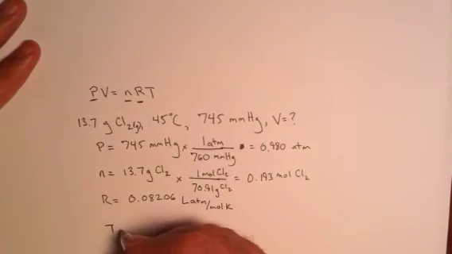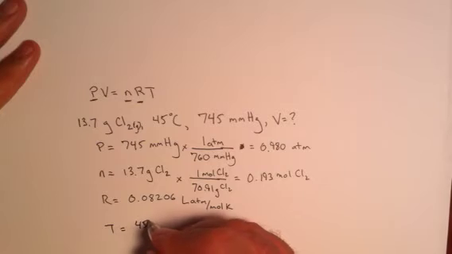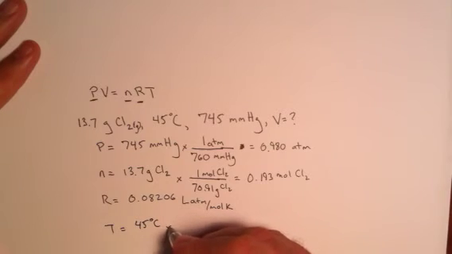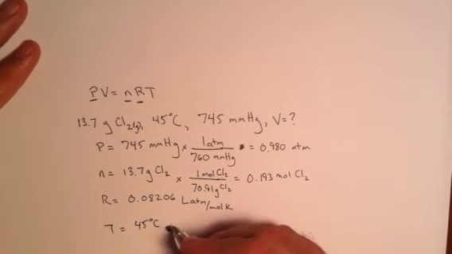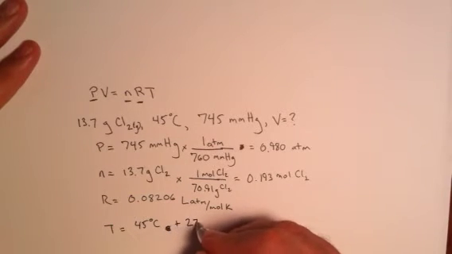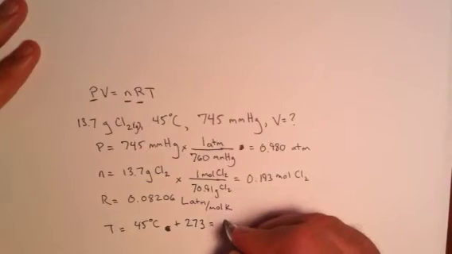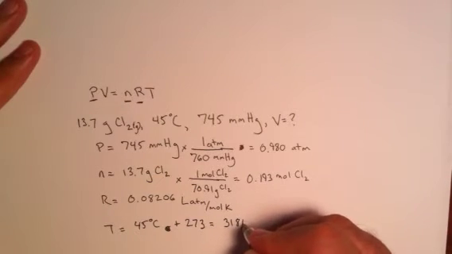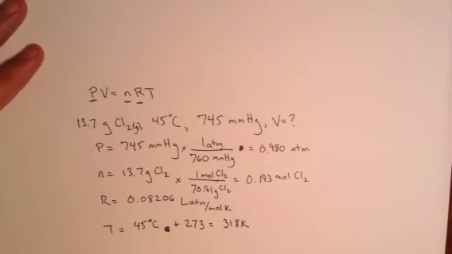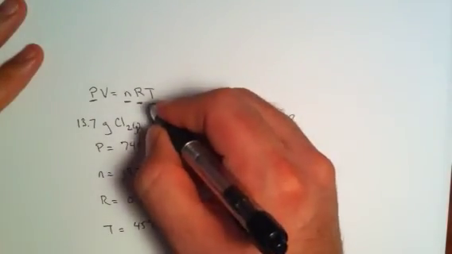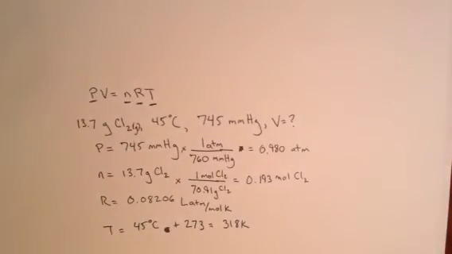Then temperature is 45 degrees Celsius. We need that to be in Kelvin. To go from Celsius to Kelvin, you add 273, and you'll learn that in Gen Chem as well, to get 318 K. So we know temperature. You'll see for a lot of these chemistry problems that your first step is getting everything in the right units so that you can just plug it in and use algebra to solve everything.